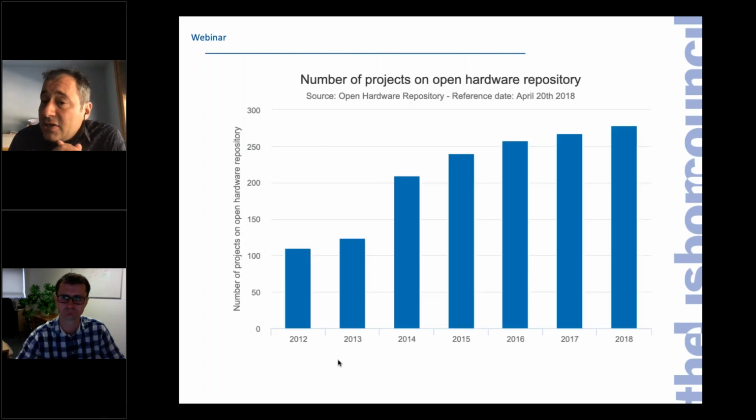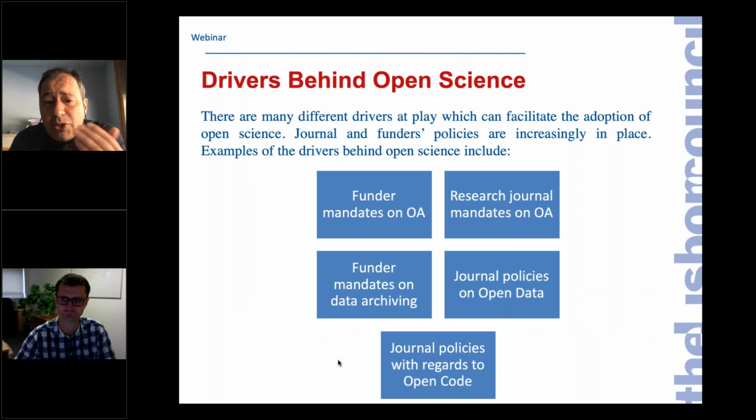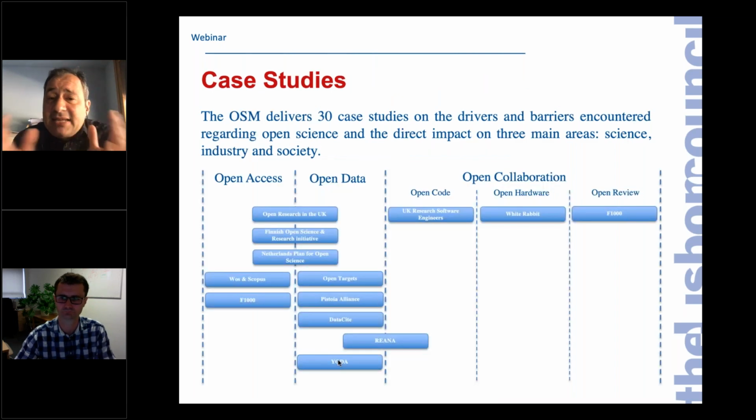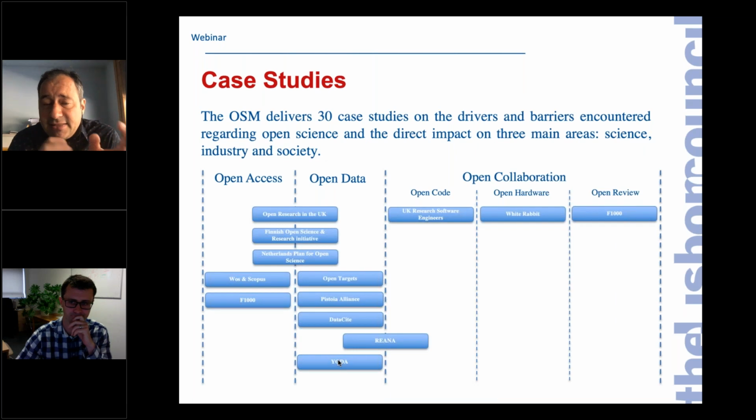We also look at open hardware, in particular, the number of projects on the open hardware repository, so not only software. This is actually the subject of one of the other case studies and the previous webinar that some of you might have attended on the CERN White Rabbit project. As I said, we also look at drivers behind open data, open science, such as funders' mandate and research journals' mandate.